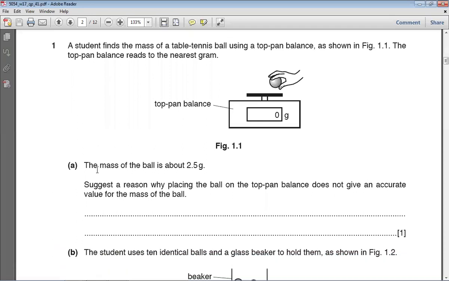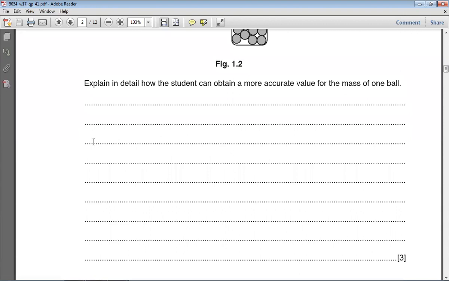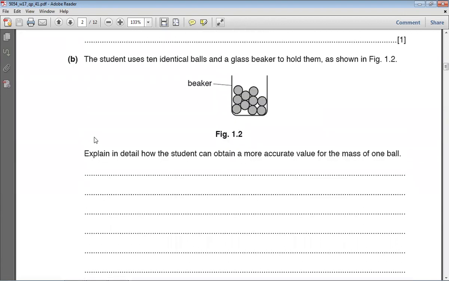Okay, so the next part, and it's a 3-mark question. The student uses 10 identical balls and a glass beaker to hold them as shown in figure 1.2. Explain in detail how the student can obtain a more accurate value for the mass of one ball. So instead of measuring directly the mass of one ball, this technique can be used. We will take a beaker, we will put it on the top pan balance. We will measure the mass of the empty beaker. We will call it M1.